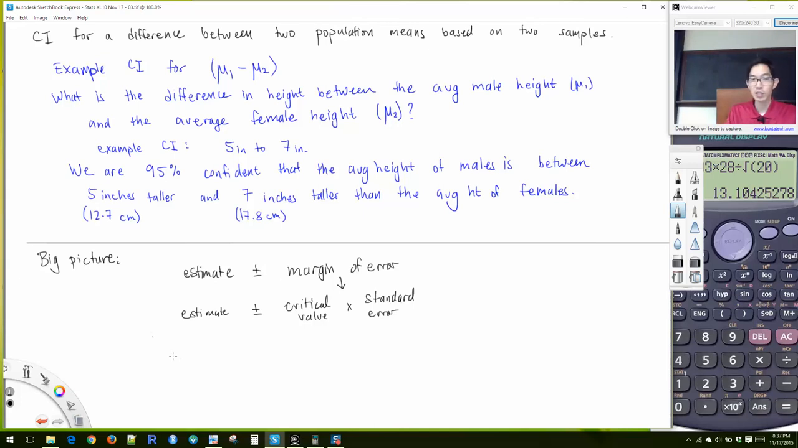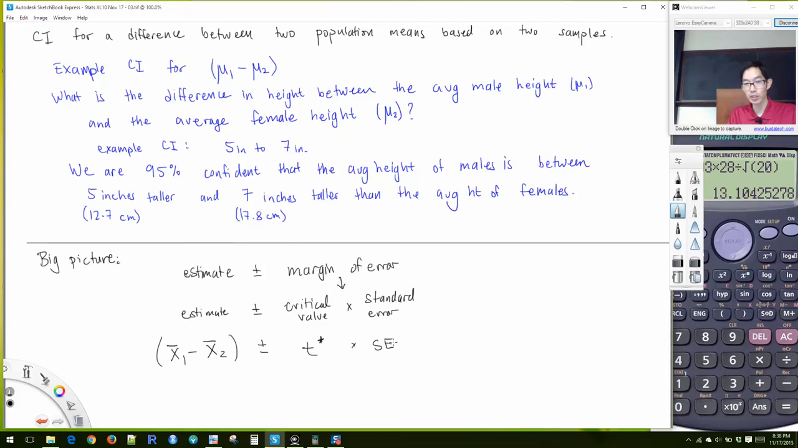So our best estimate is going to be the difference between our sample means, right? We want to estimate the difference between population means, so our best estimate is going to be the difference between sample means. Does that make sense? So our best estimate is x bar 1 minus x bar 2. Because x bar is our sample mean that corresponds to the population mean, right? Seems reasonable. Okay.